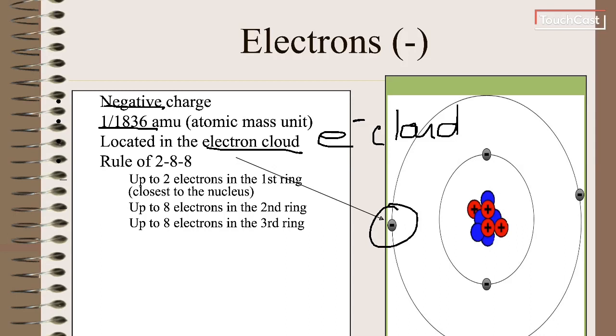Okay, and you're going to need to start remembering the rule of 288. So when it comes to electrons, they live in rings. So this is ring number 1, and this is ring number 2. In the first ring, you can only fit 2 electrons. In the second and third rings, you can only fit up to 8. So when you hear that, you need to be thinking of the rule of 288, and those are your blanks. So up to 2 in the first ring, up to 8 in the second, and 8 in the third.